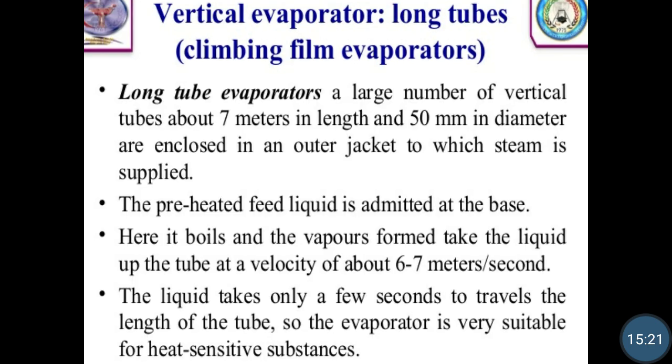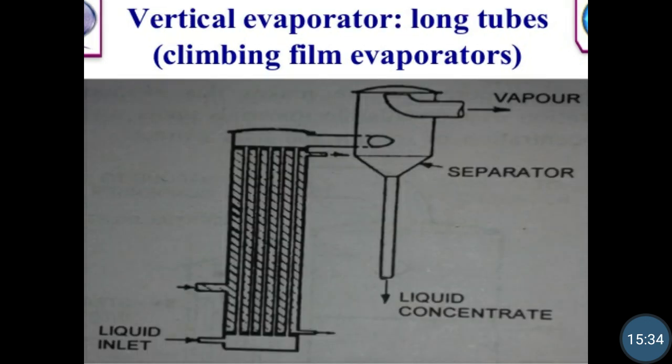So it is a long tube evaporator, where a large number of vertical tubes, about 7 meters in length and 50 millimeters in diameter, are enclosed in an outer jacket to which steam is supplied. It consists of long tubes up to 7 meters, with a diameter of 50 millimeters, enclosed in a jacket surrounded by steam. Thus these tubes get heated externally.